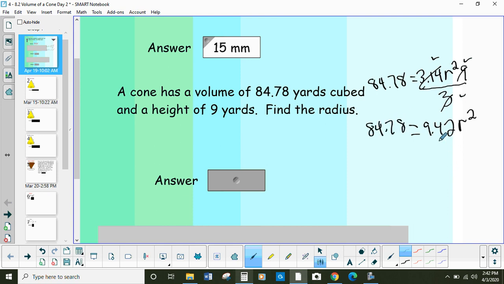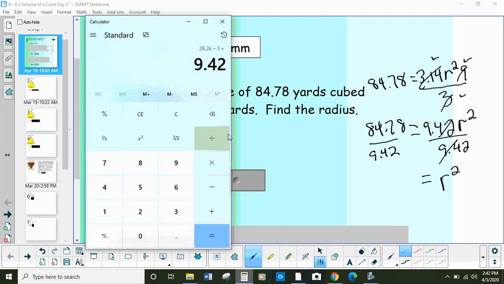Now, if I need to know what r is, I've got to isolate the r. I work farthest away from the variable first, so I'm going to get rid of the coefficient before I try to get rid of that exponent. So just grab your calculator again. If you know the shortcut I gave you, just go ahead and hit reciprocal times 84.78. If not, let me just show you the other way. Clear it out. Punch this in your calculators first: 84 and 78 hundredths divided by 9 and 42 hundredths, and we get 9.